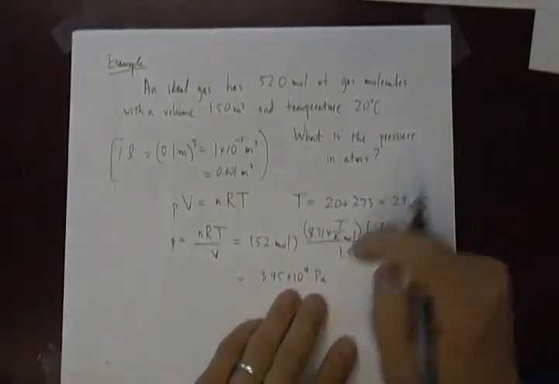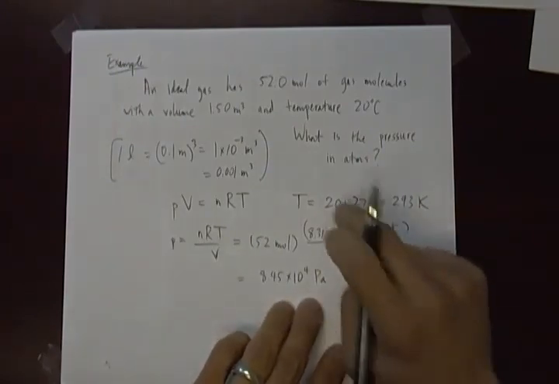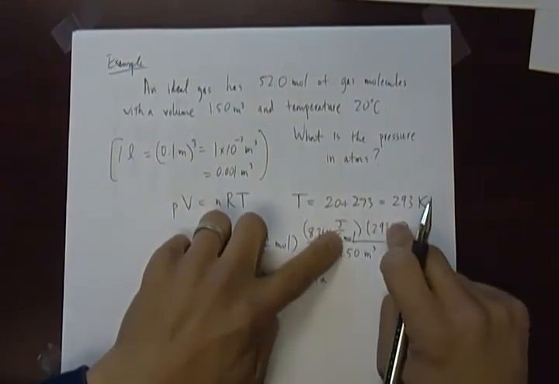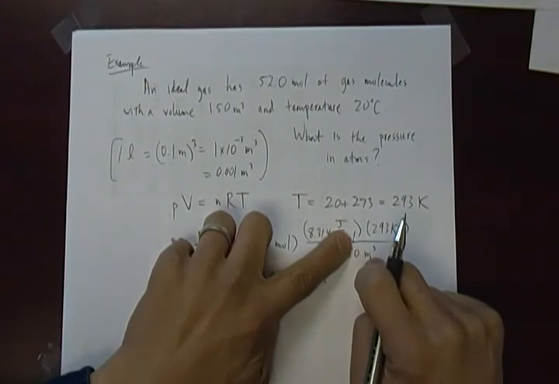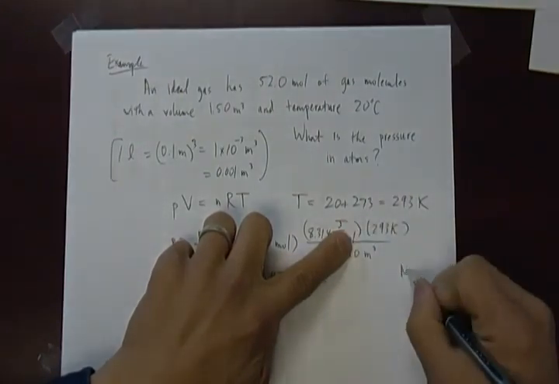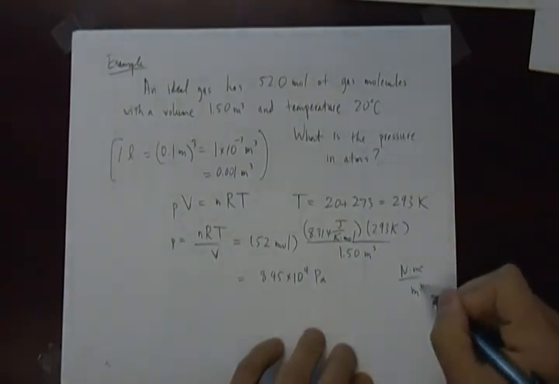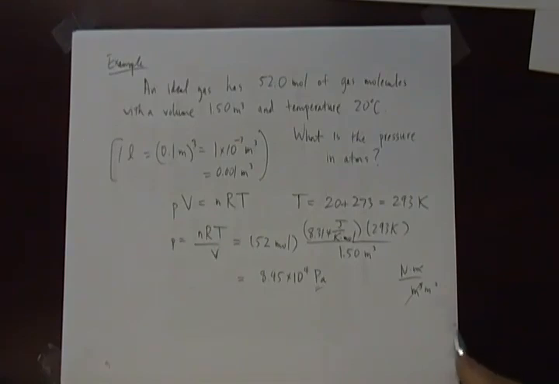By the way, remember that Pascal has units of newtons per meter squared. If you're trying to keep track of the units, the moles cancel, the Kelvins cancel. We have joules per meters cubed. Okay, but a joule is a newton times a meter. So you have this divided by meters cubed, and so you have newtons per meter squared, and that's the same thing as a Pascal.